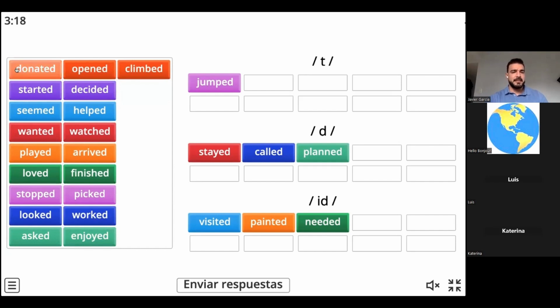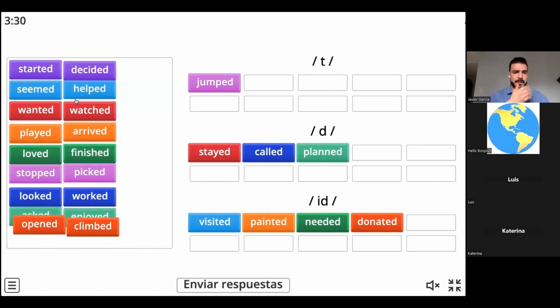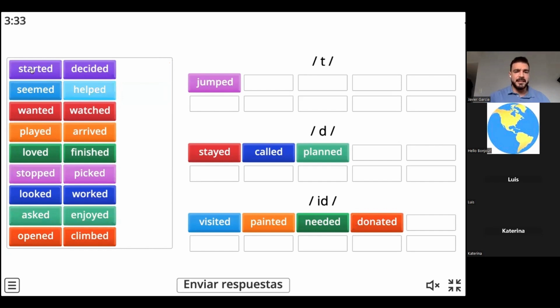Donated. Notice that it has a T at the end. Where do I put it? Donated. ID? An ID, yes. Donated. Very good, Luis. What about started? Where do I put it? Started? Yes. Where do I put started? ID. Started. ID, yes. Okay, now we're getting it.